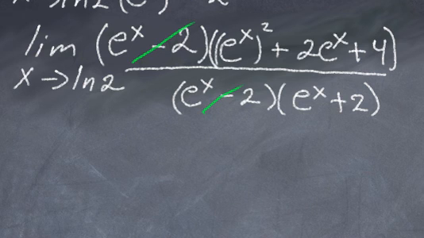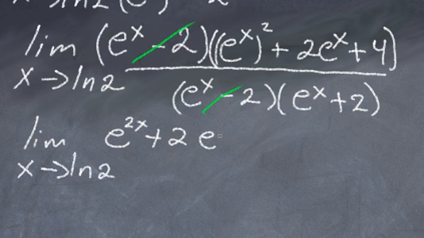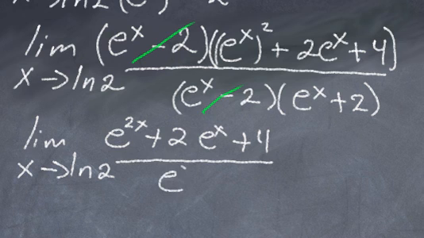And we might want to rewrite this limit here. Let's just go ahead and do that. Now I'm just going to go ahead, this is e to the 2x plus 2e to the x plus 4, and that's all over e to the x plus 2.